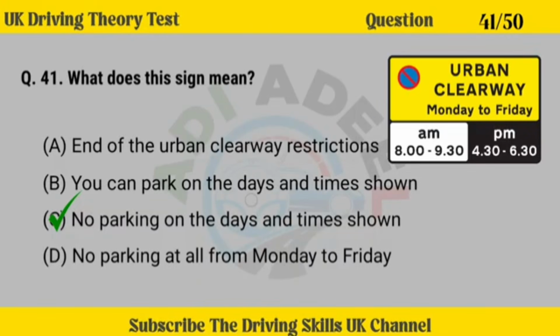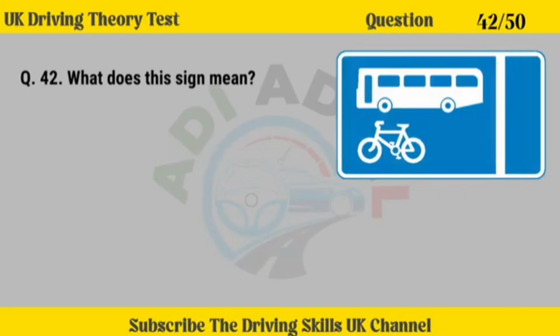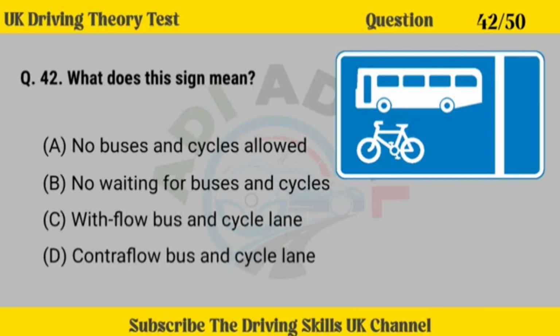The right answer is C. No parking on the days and times shown. Question 42. What does this sign mean? A. No buses and cycles allowed.